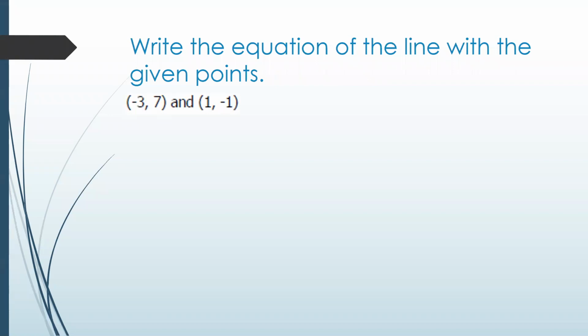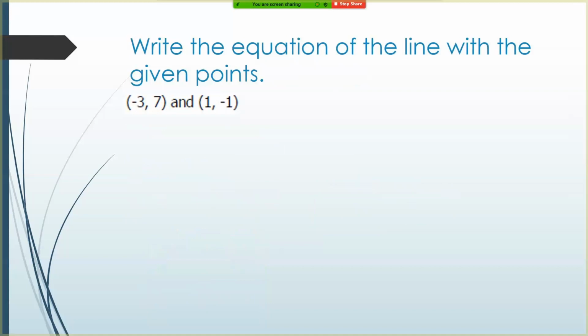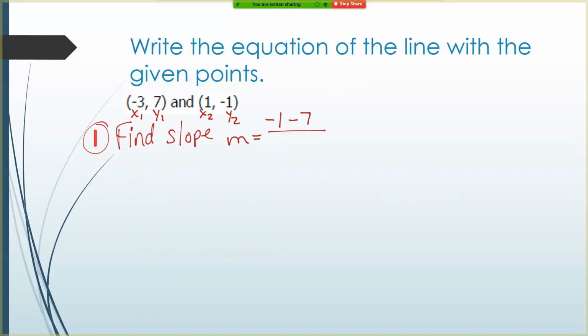All right, for the next one, we're going to write an equation of a line with these given points. So here we weren't given the slope, we were given 2 ordered pairs. When I give you 2 ordered pairs, you have to find the slope. So first thing we're gonna do is find the slope. So we did that earlier. We're gonna label our points x1, y1, x2, y2. Our formula for slope is y2 minus y1 divided by x2 minus x1.